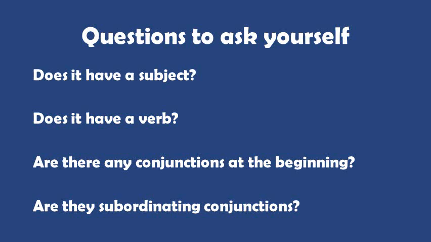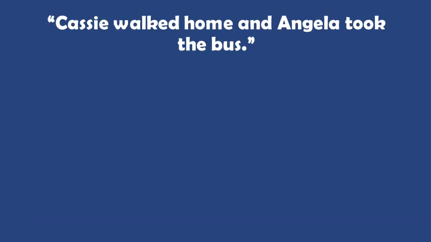So the first two questions, does it have a subject and does it have a verb, will tell you if it's even a clause in the first place. Because both independent and dependent clauses have to have a subject and a verb. Otherwise, they're not even a clause to begin with. And the last two questions, are there any conjunctions at the beginning and are they subordinating conjunctions, will help you tell the difference between a dependent and an independent clause. Let's look at some examples.